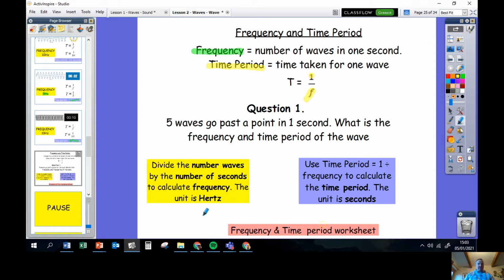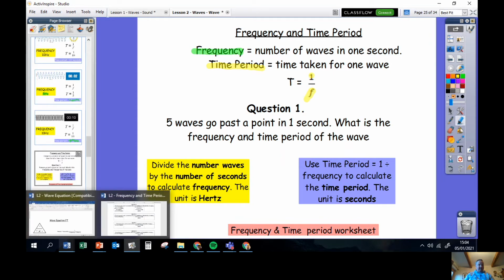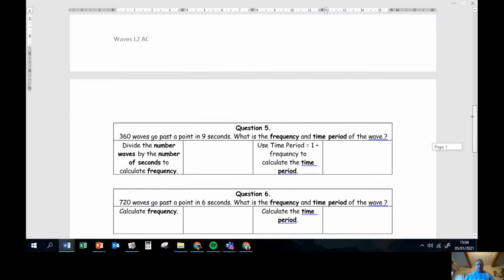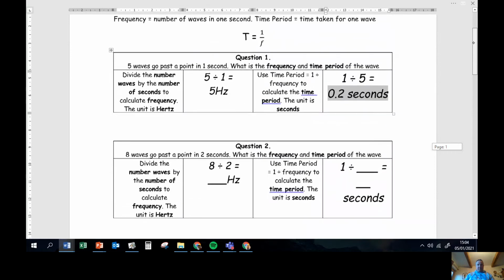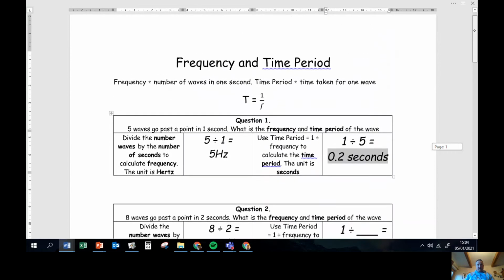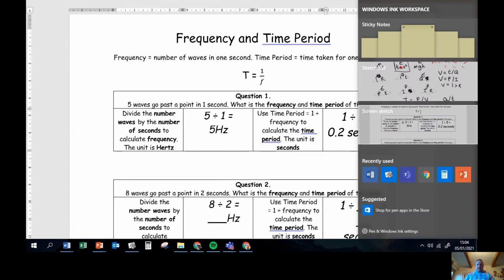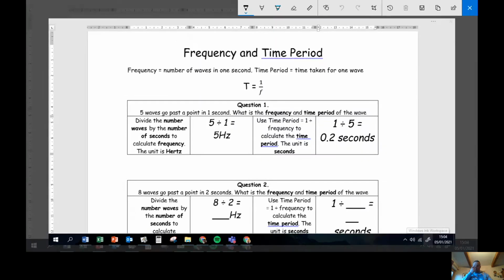Make sure you grab your calculator. You can always pause the video now if you want to go and grab your calculator, and you can open the frequency and time period worksheet that's attached to this assignment on Google Classrooms. Right, let's see if I can get my worksheet up here, and I'm going to scroll to the top of it where the example questions are, and I'm going to work through some of these. So I'm going to be copying these onto my sketch pad so we can go through these.